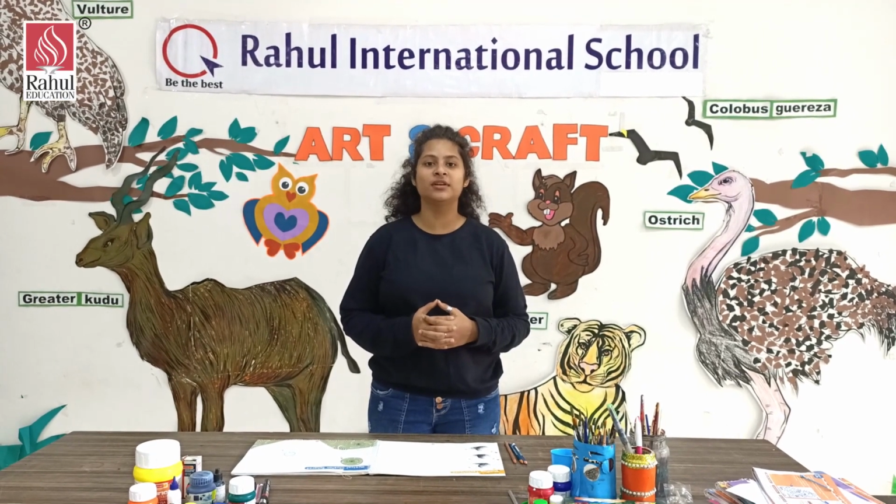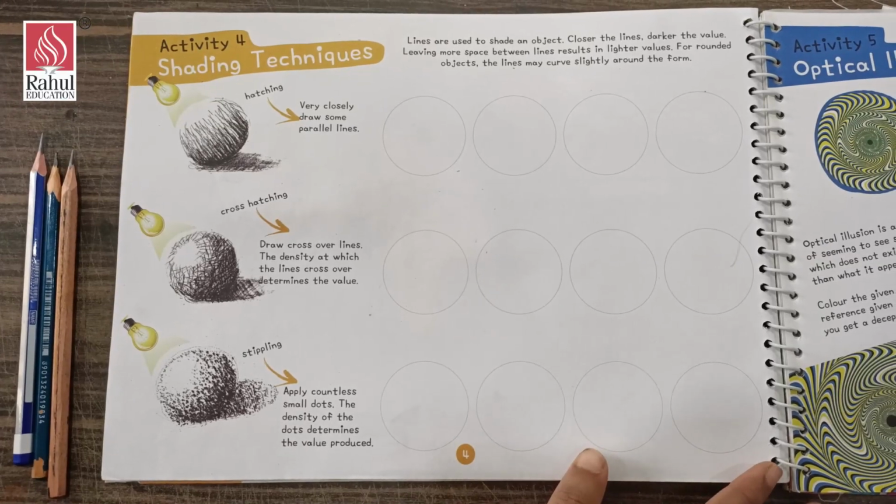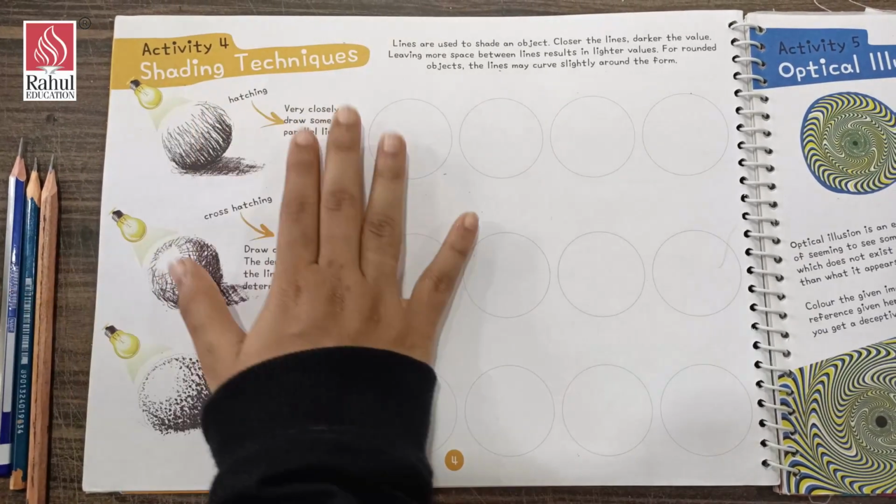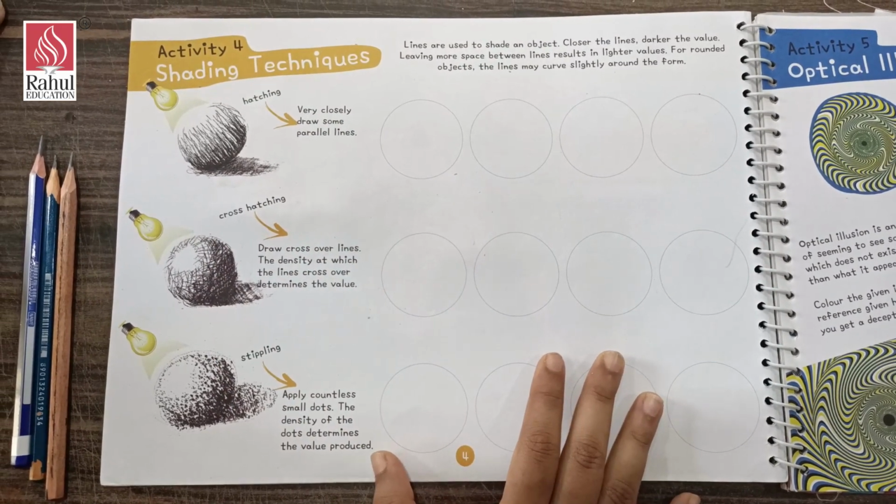Learners, today we are going to learn an art and craft activity for grade 5. Today's activity 4 is the shading technique. Lines are used to shade an object.